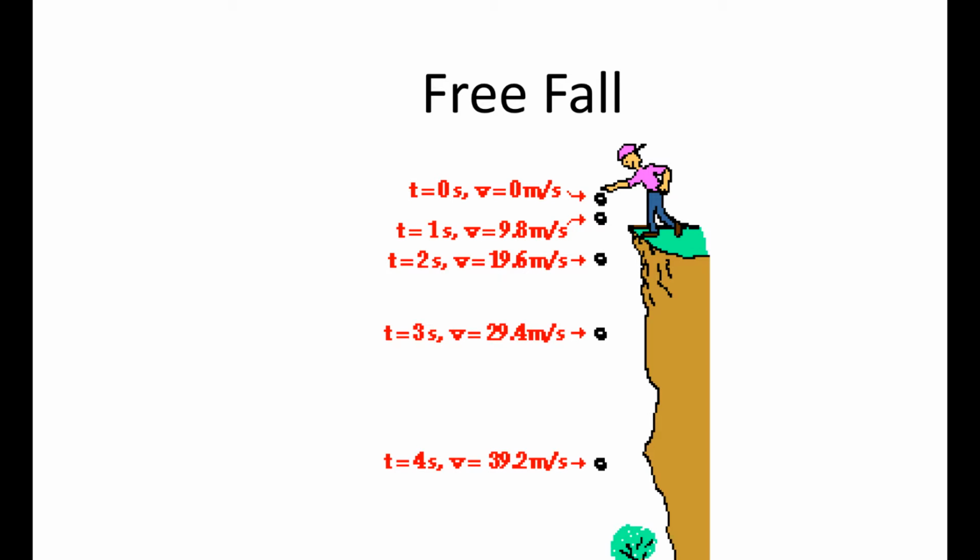This is an awesome diagram I pulled off the internet. So drop a ball, at time 0 seconds, its velocity is 0 meters per second. So after 1 second, it's 9.8. After 2 seconds, it's 19.6. After 3 seconds, it's 29.4. And you notice that the distance it travels each time keeps getting larger. Does that make sense to everybody?